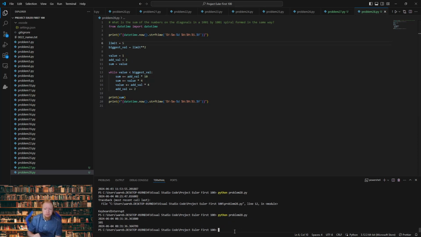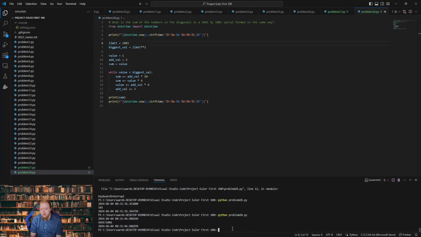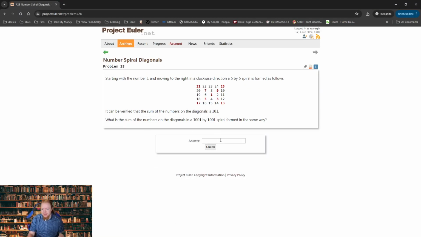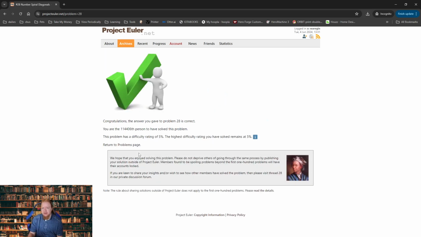Okay. I was incorrect. Let's go ahead and do 1001, see how quickly we get there. See, that took no time whatsoever. Literally no time whatsoever between the two timestamps. So, I'm confident that this is at least closer to the way they would prefer us to do this, and it is the correct answer also. So, nice.